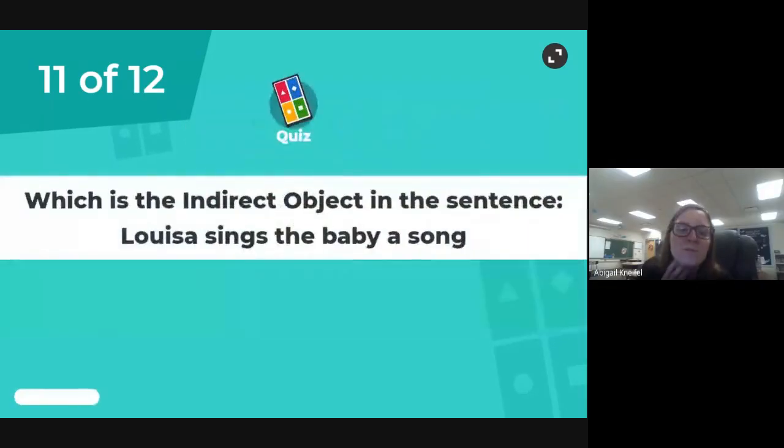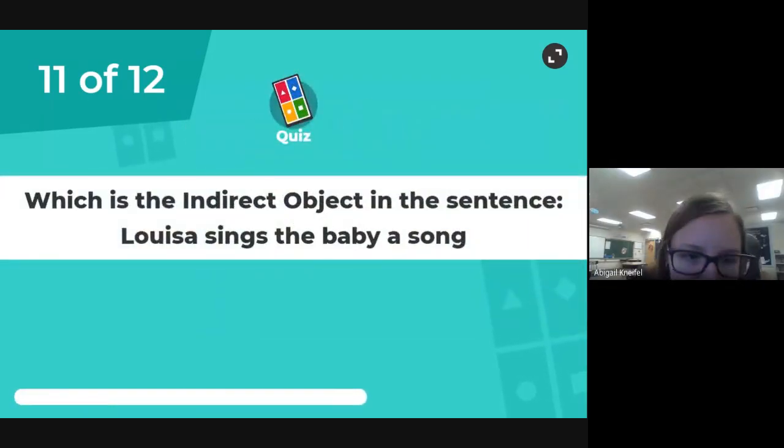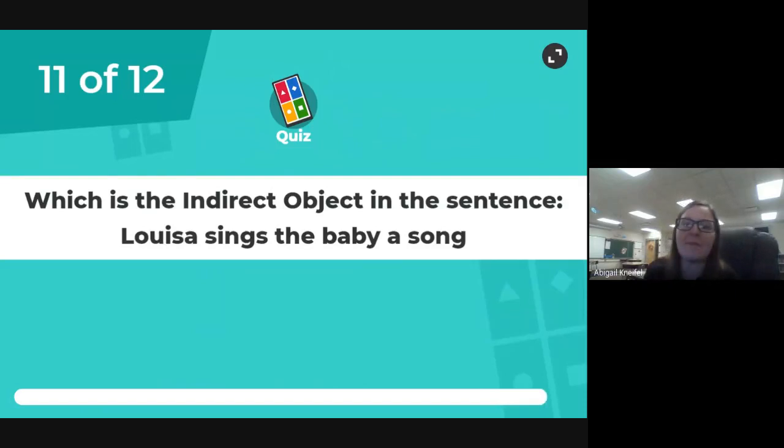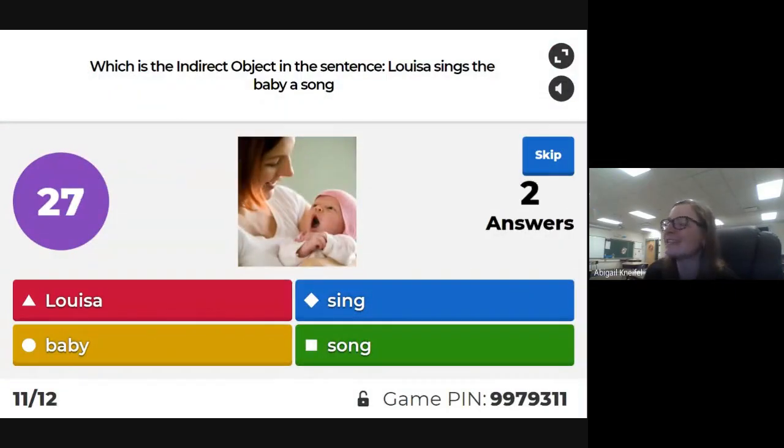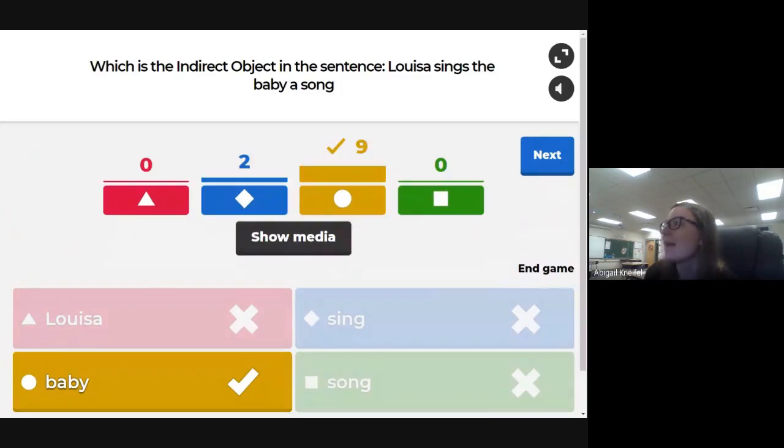All right, two more. What is the indirect object in this sentence? Louisa sings the baby a song. Sings is our verb. Song is our direct object. What is our indirect object? Okay, we're not talking about Spanish and English, friends. You need to be listening to our thing, okay? Baby, yeah, that's who it's being sung to, the baby.